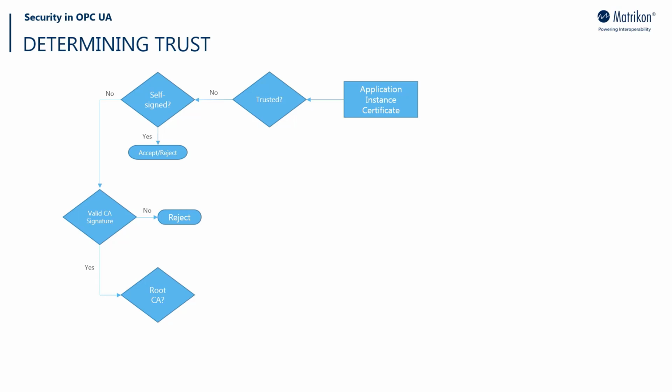This carries on, establishing a chain of trust until a root certificate is reached. In doing this, each certificate in the trust chain must be verified. These certificates will either be stored locally or contained in the original application instance certificate.